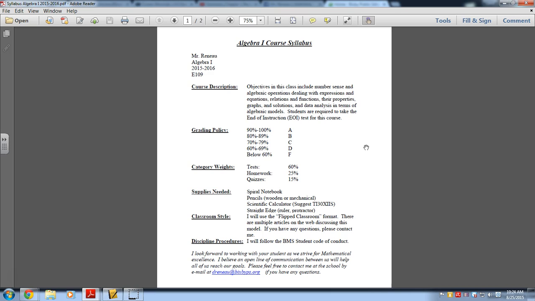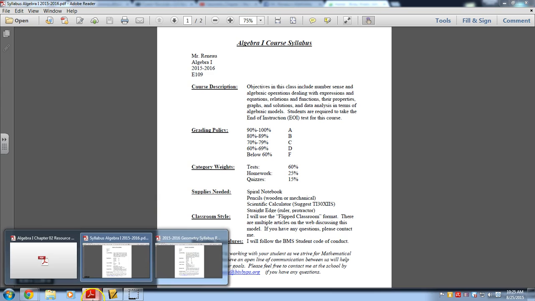You'll see some supply needs. The spiral notebook for the screencast, basic pencils, wooden or mechanical is fine. A scientific calculator, if you haven't purchased one yet, I would encourage the TI-30X2S. Very economical, 10, 11 bucks at Walmart, Target, Walgreens, anywhere in there. And also a straight edge, some type of ruler or protractor would be great supplies for Algebra 1. And there will be some other stuff along the way, probably some graph paper and different types of stuff. But we'll go over that before it's needed.